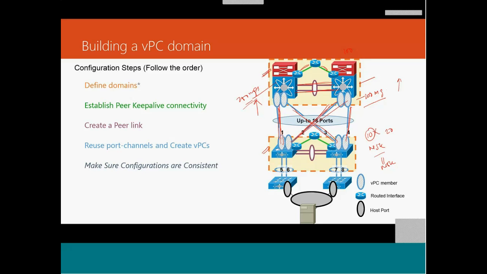So for the Keepalive mechanism, you have to understand that there's a split between the data plane and the control plane, right? Assume the Keepalive to be a control plane. You just want to keep it separate so that you don't go over the same links.